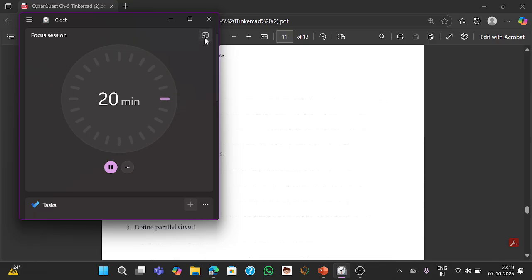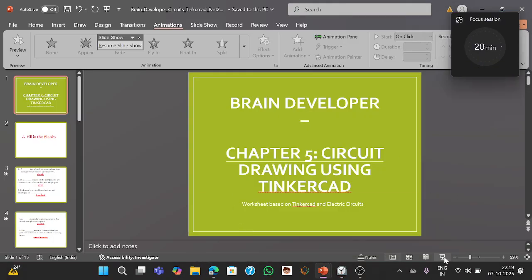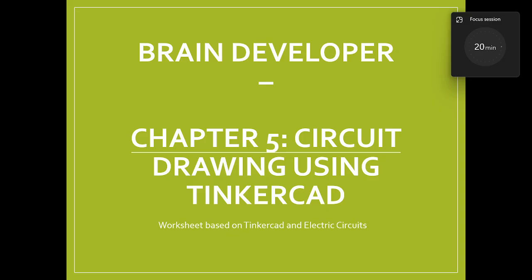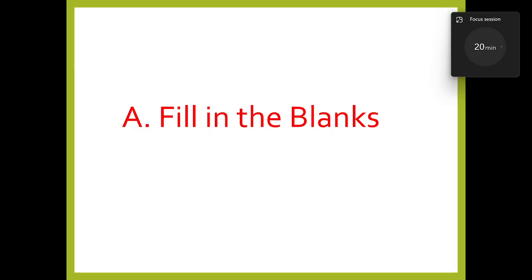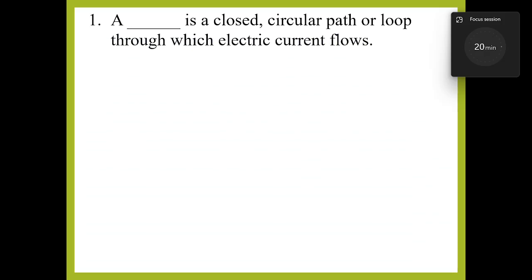All right. So we are going to see the brain developer, chapter 5, circuit drawing using Tinkercad. In this, the first part, A section, is fill in the blanks, where we are going to see 5 questions. The first one, a dash is a closed circular path or loop through which electric current flows.